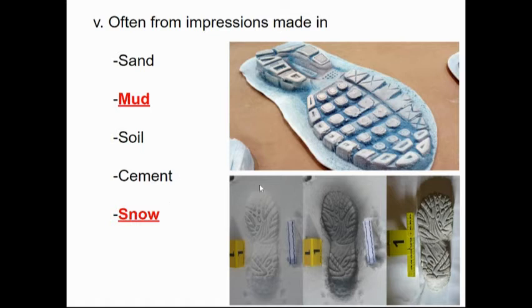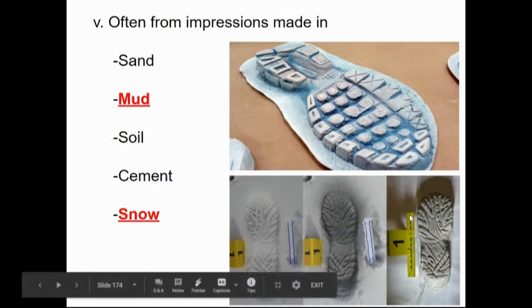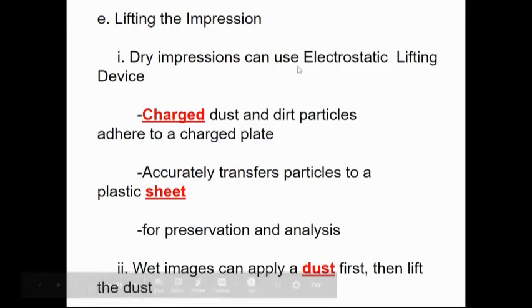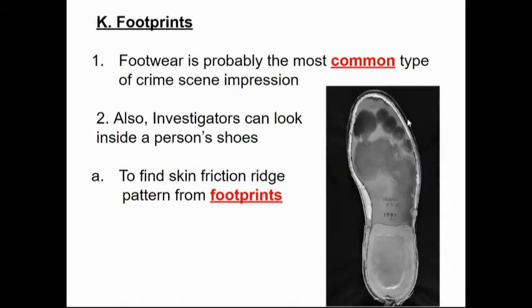Okay, this is an example of snow and a special material that was used to be able to actually make a preserved permanent print from snow. And that obviously is a specialized technique. Lifting the print, lots of different ways we can do that. Sometimes they use electrically charged dust and particles that can adhere to a plate and then transfer it to a plastic sheet that we can preserve. If the image is wet, we can apply a dust first and lift that dust off. We did some of this earlier this year, with special lifting tapes that preserve it.